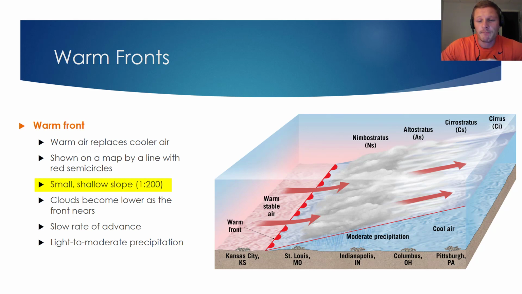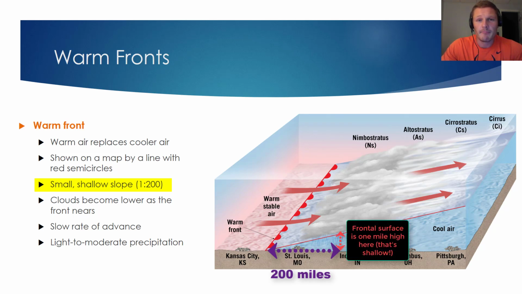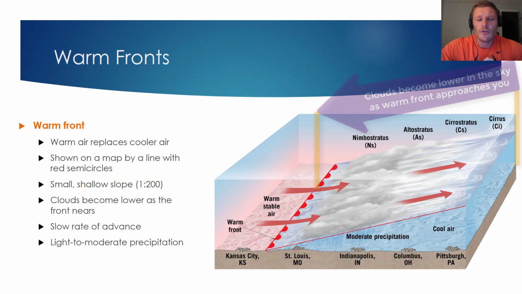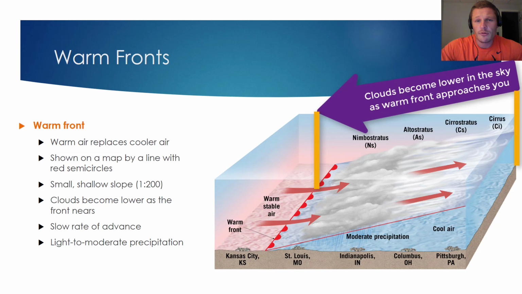What that ratio basically means is that if you were 200 miles ahead of the surface location of the warm front, you could look straight up in the sky and the frontal surface would be 1 mile over your head. Now, you can't actually see the frontal surface, but the boundary between warm air and cold air would be 1 mile high at your location. It's also important to note that the clouds will gradually become lower as a warm front approaches you.